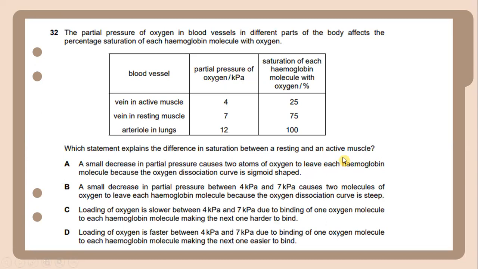Number 32. The partial pressure of oxygen in the blood vessels in different parts of the body affects the percentage saturation of each hemoglobin molecule with oxygen. Which statement explains the difference in saturation between a resting and an active muscle? A small decrease in partial pressure causes 2 molecules of oxygen to leave each hemoglobin molecule because the oxygen dissociation curve is steep.